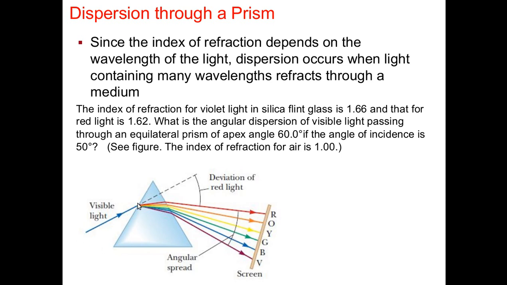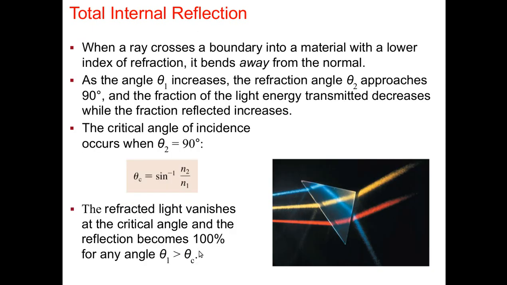So we do the same process for red as we do for violet. Snell's law twice. Use a little geometry to find the new incident angle. Use Snell's law that second time. Find the final refracted angle for both colors, and then take the difference and we find the dispersion.